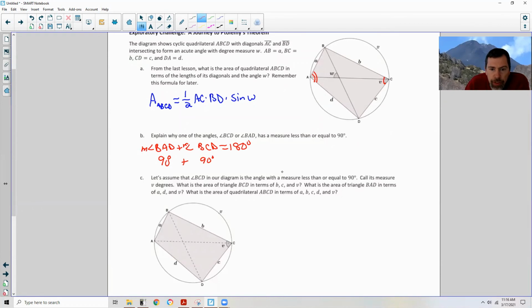That's one reason. So it has to be equal to 90 degrees, or one of them has to be less than. So if the measure of BAD plus the measure of BCD equals 180, and angle BAD looks obtuse, let's call that 100 degrees. Then BCD has to be 80 degrees, which is less than 90. So that's why one angle has to be less than or equal to 90 degrees. We cannot have opposite angles both obtuse, or it would not be a cyclic quadrilateral.